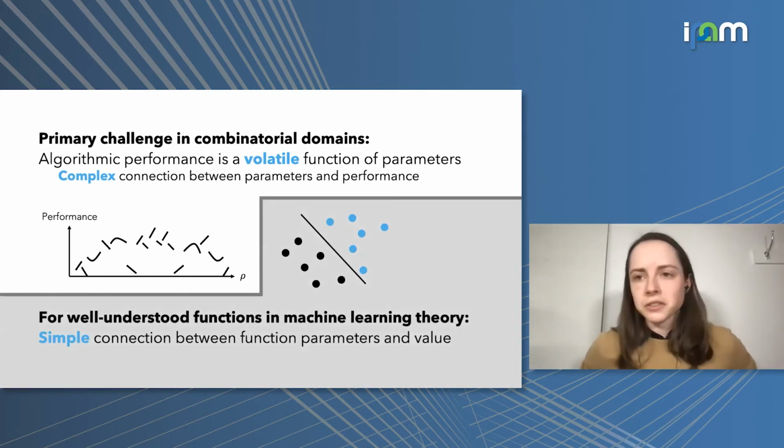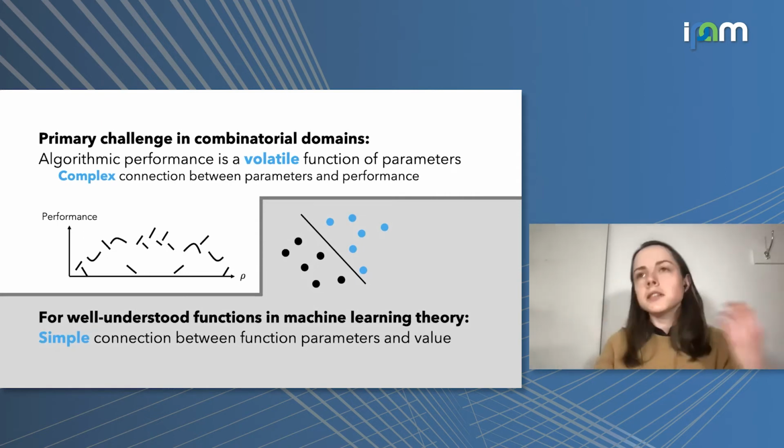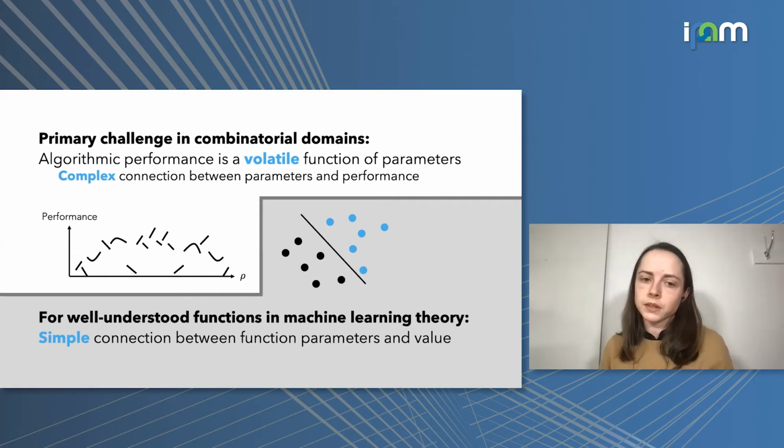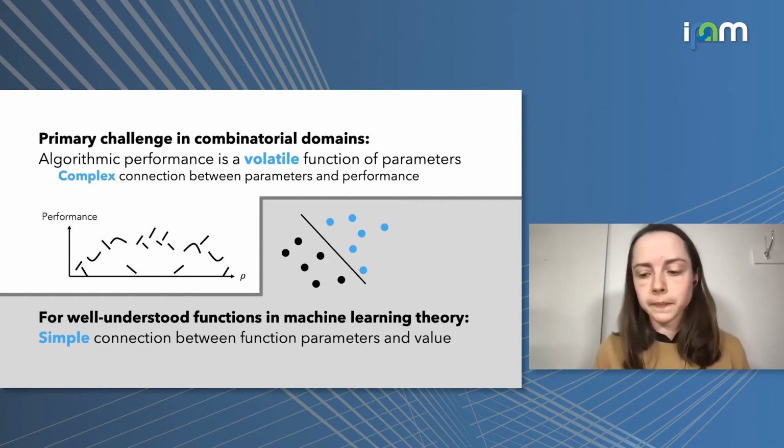This is kind of unlike those functions we really understand well from a theoretical perspective in machine learning, where there's typically a fairly straightforward connection between a function's parameters and its value on any given input. And since we don't really have this predictable structure in these algorithm configuration problems, we have to understand what structure is there which will allow us to provide provable guarantees.